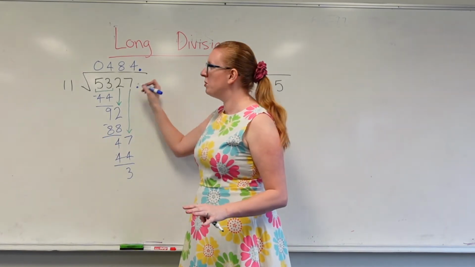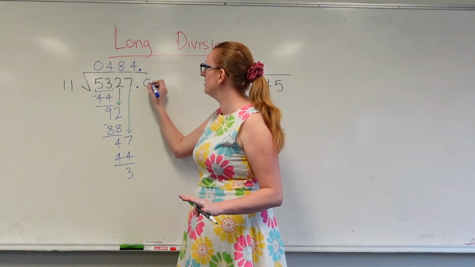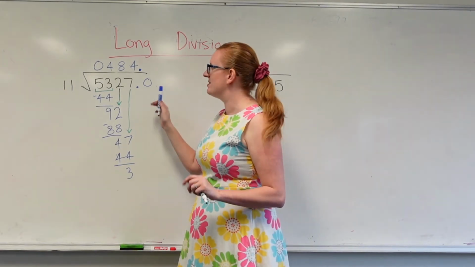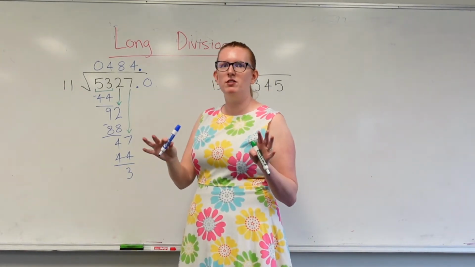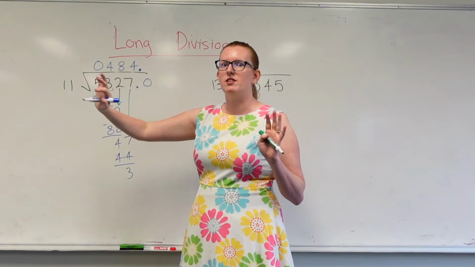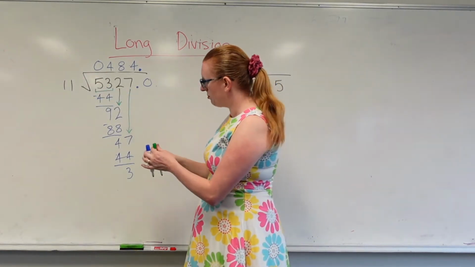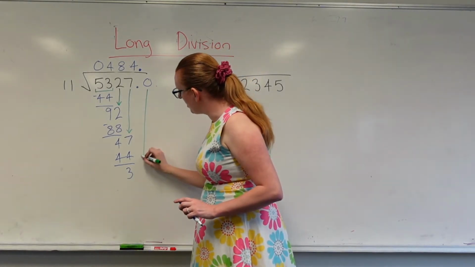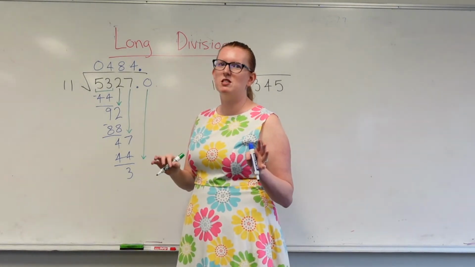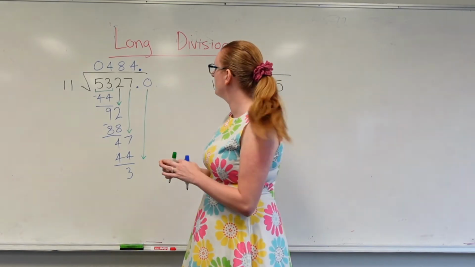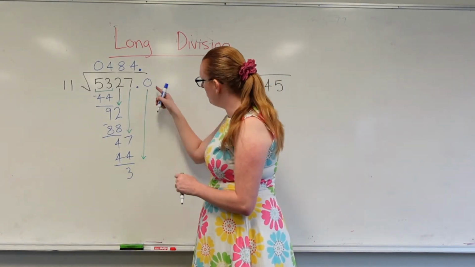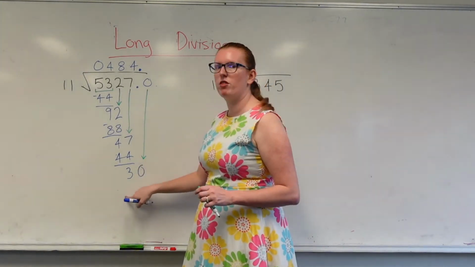Okay, but what I can do is put a 0 here, because technically every whole number has 0.0000 till the end of time after it. So now I'm going to bring down that 0 and keep on going. I'm going to stop at around 2 decimal places unless I run out of remainders. Okay, so now I've moved down my 0, so this becomes the number 30.